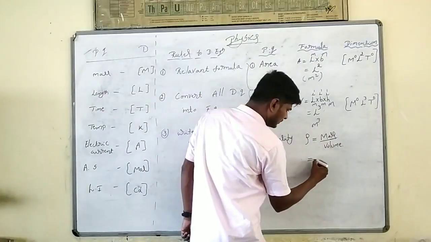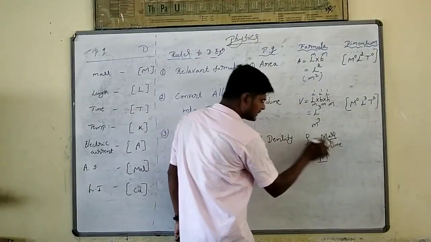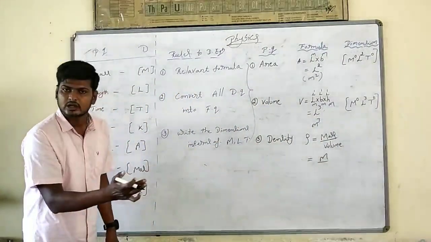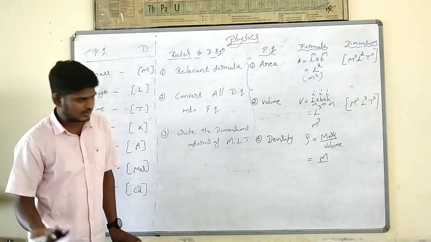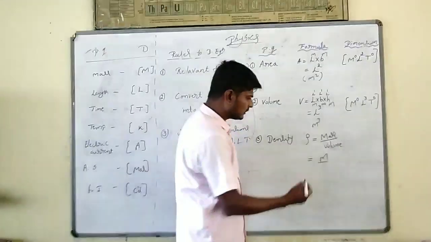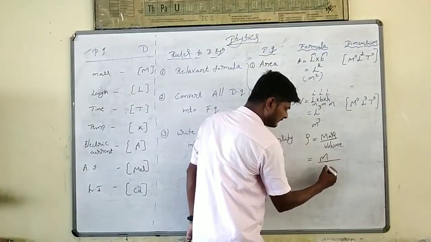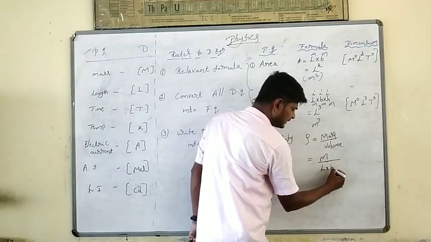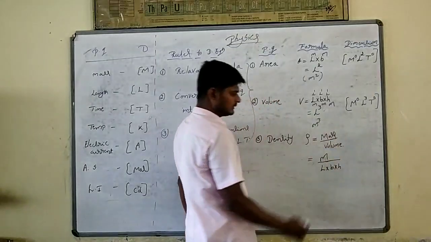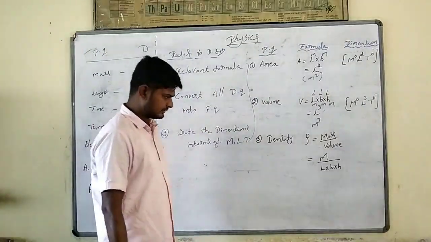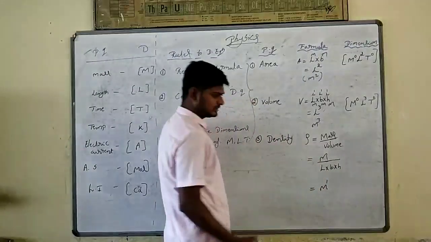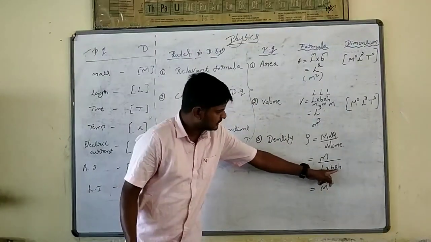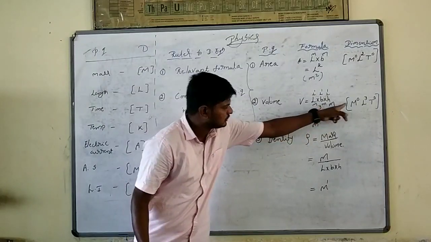Converting is simple. Writing the formula first, that's it. Volume is derived, so we have to write its formula: length into breadth into height. Now when you write the dimension, mass has M power 1. Mass divided by length into breadth into height. Volume is what? L cube.